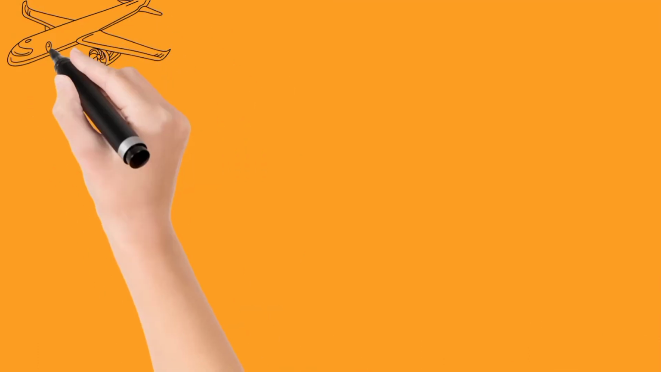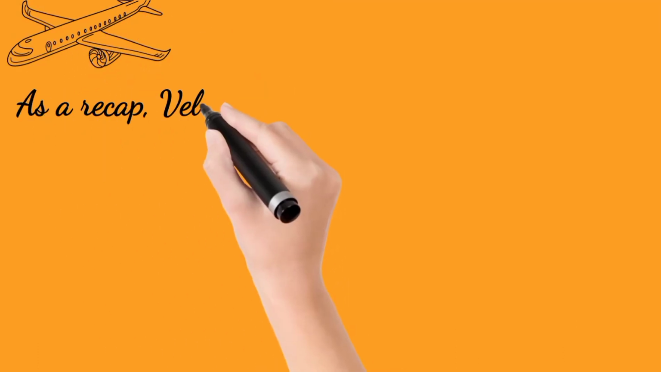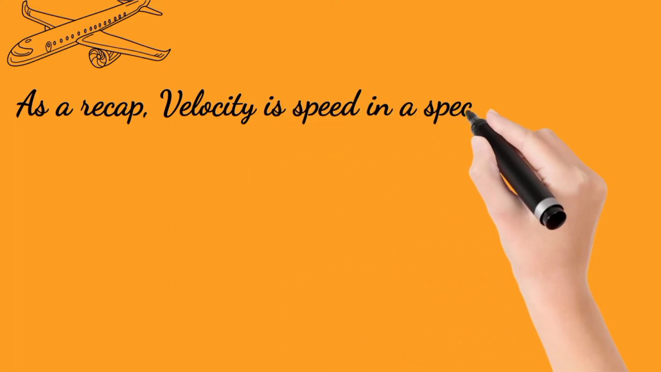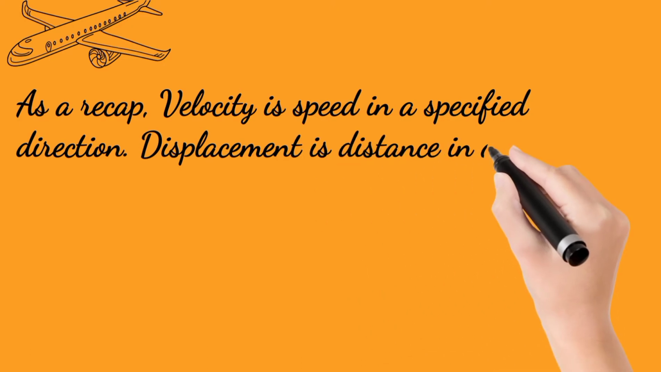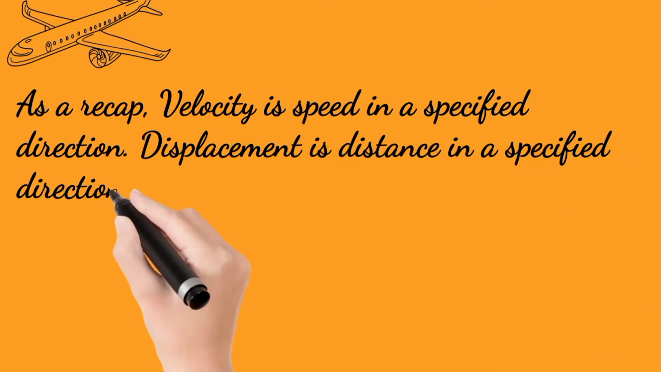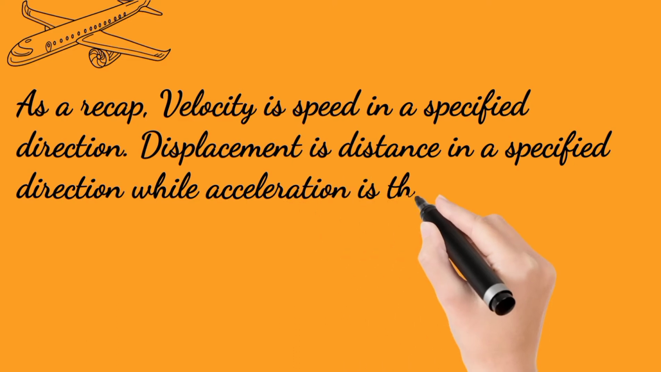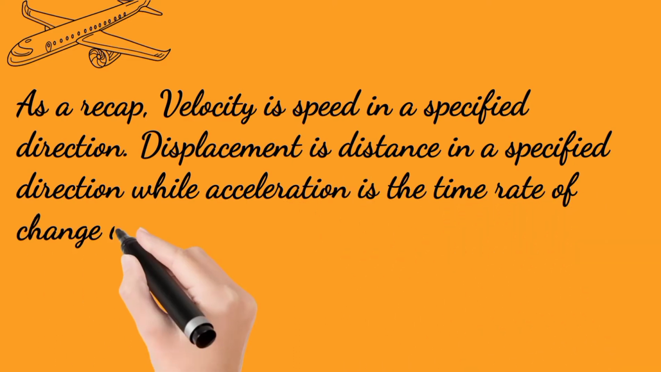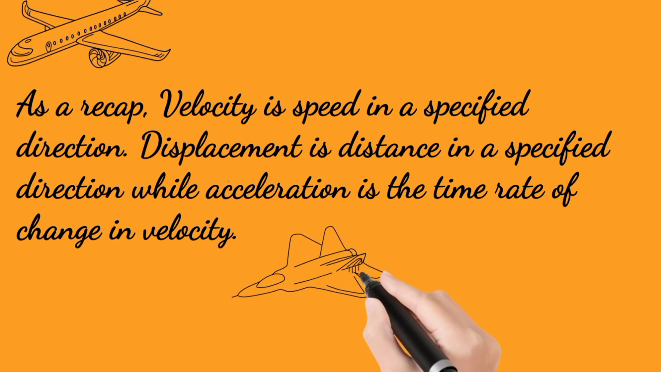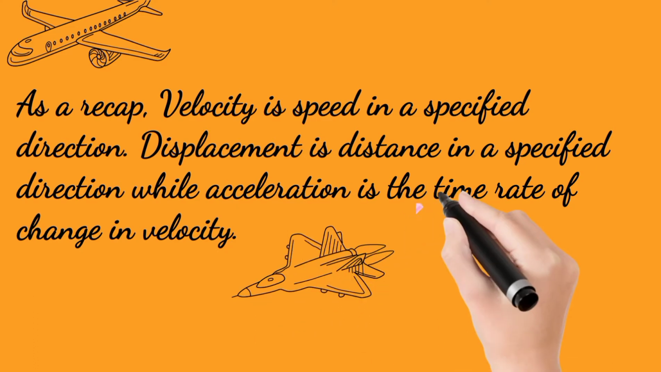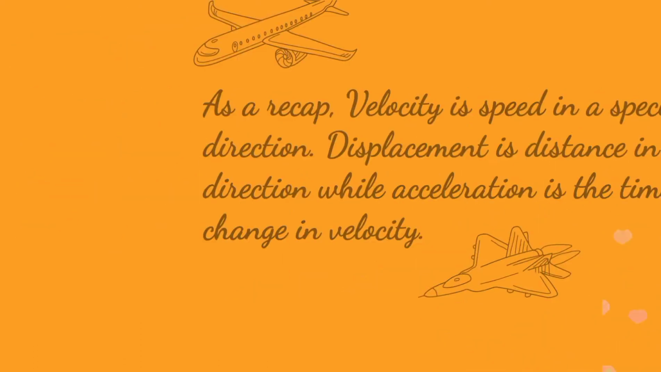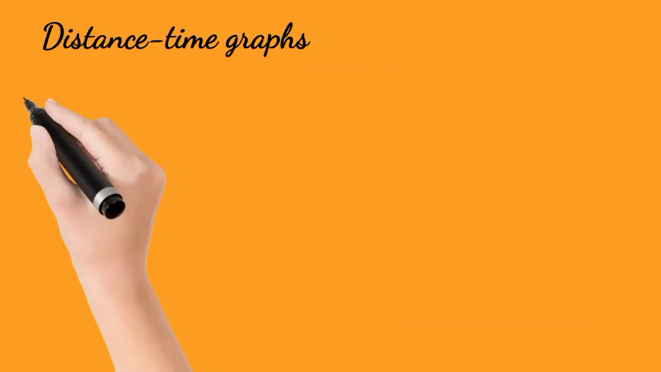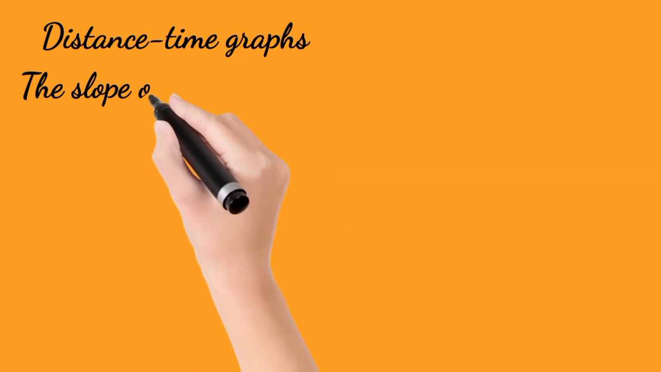So let's look at what velocity, displacement, and acceleration is all about. Velocity is speed in a specified direction, whereas displacement is distance in a specified direction. Displacement can also be seen as average velocity times time. Acceleration is the time rate of change in velocity. Mind you, velocity, displacement, and acceleration are all vectors.